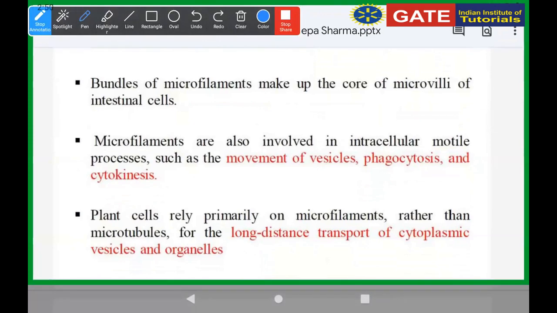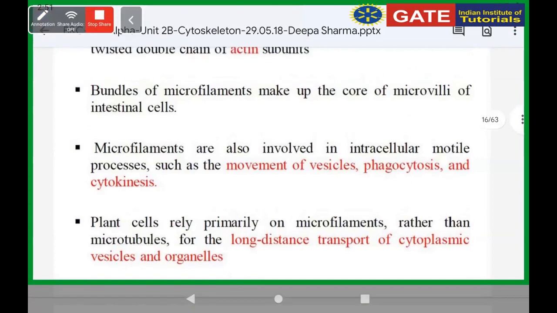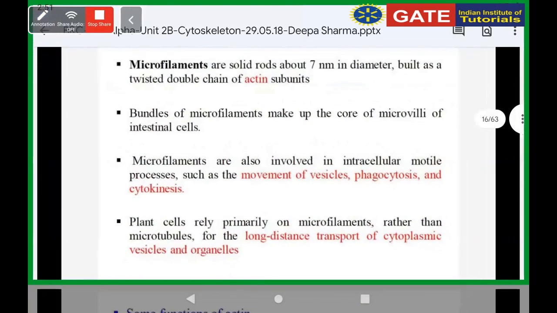These are present in intestinal cells. Intestinal cells have finger-like projections called microvilli. These microvilli are made up of microfilaments.